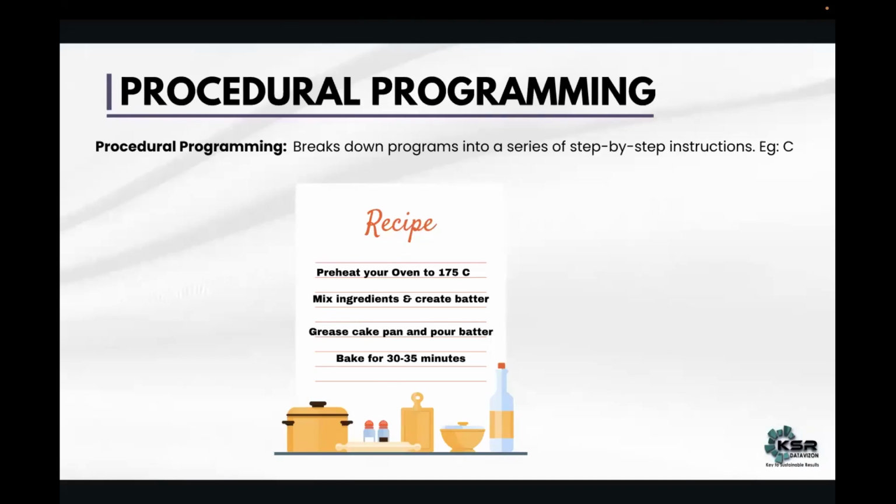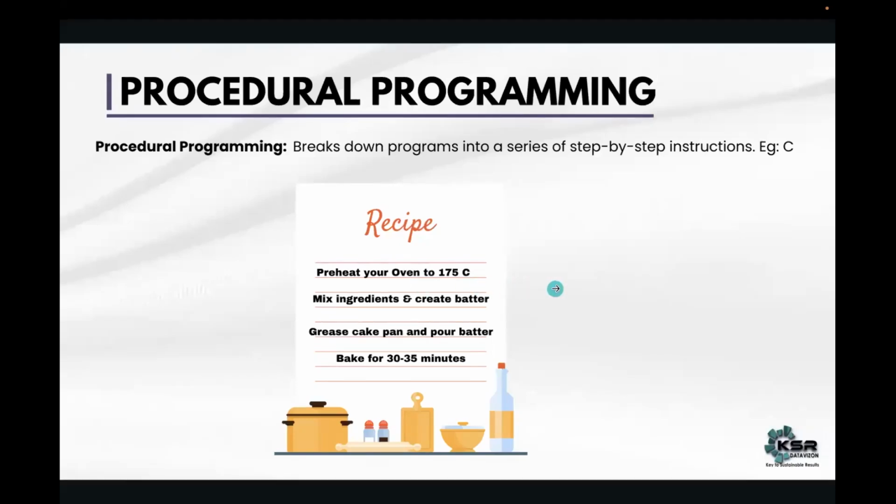An analogy is baking a cake. Let's say we want to bake a cake. You will have a recipe with instructions like this: preheat your oven to 175, mix ingredients and create batter, grease the cake pan and pour the batter, bake for 30-35 minutes. These are defined instructions. So in procedural programming, you just break down your program into a series of step-by-step instructions.